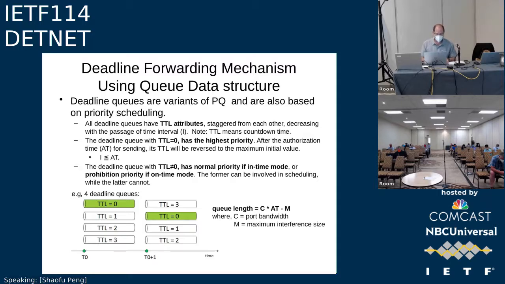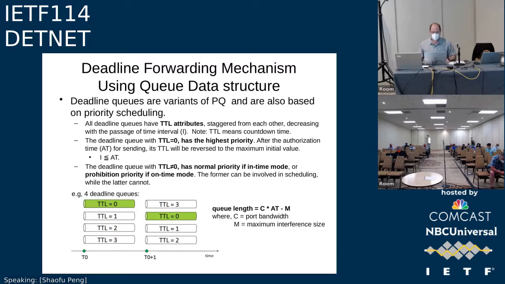We introduced a deadline forwarding mechanism using queue data structure. Deadline queues are variants of PQ and are also based on priority scheduling. All deadline queues have TDL attributes staggered from each other, decreasing with the passage of time. The deadline queue with TDL 0 has the highest priority. After the authorization time for sending, its TDL will be reset to the maximum initial value.